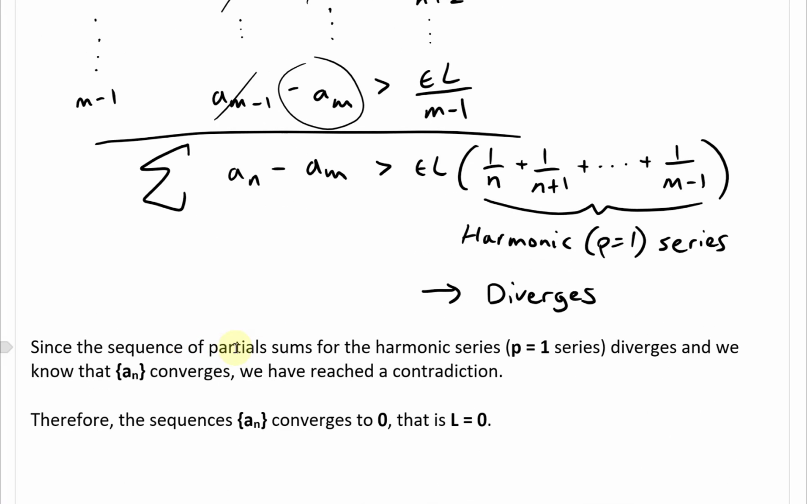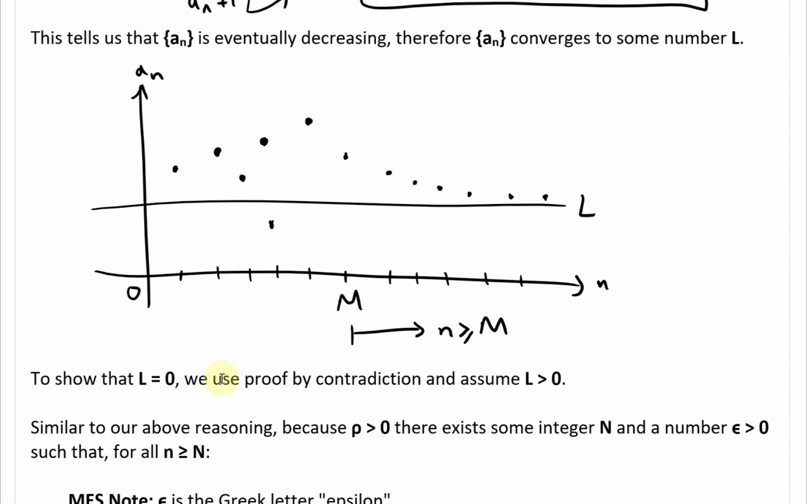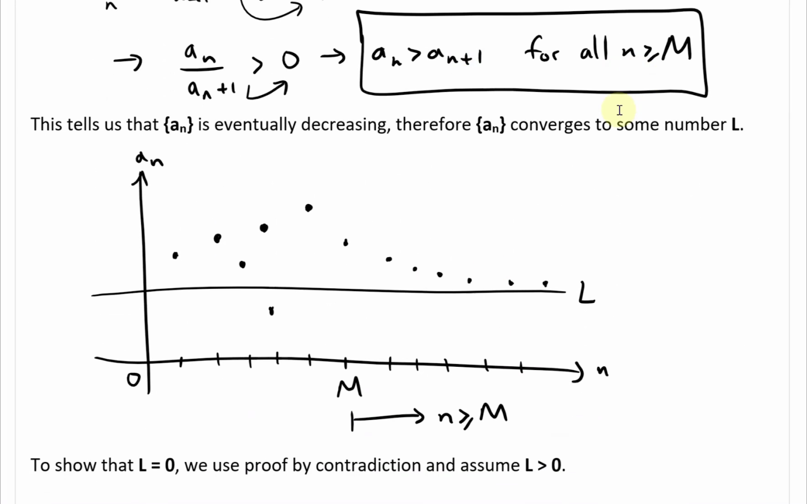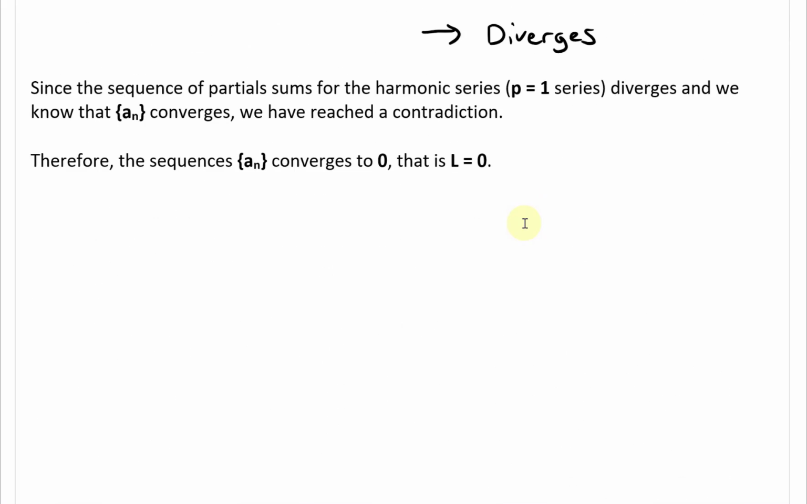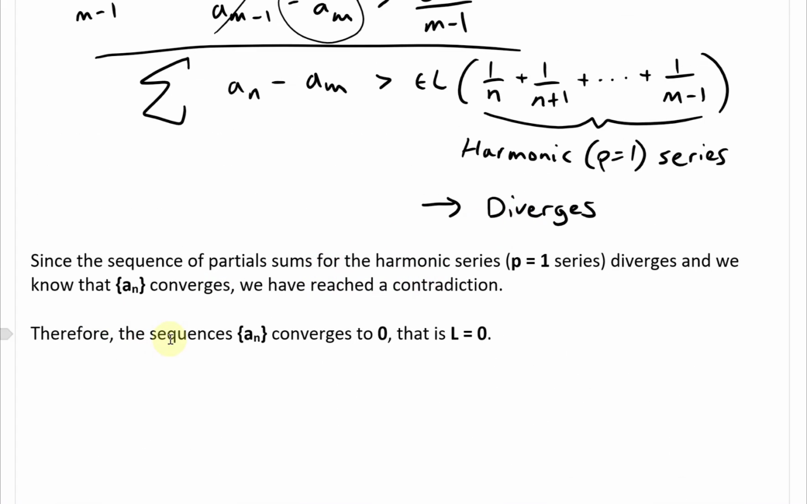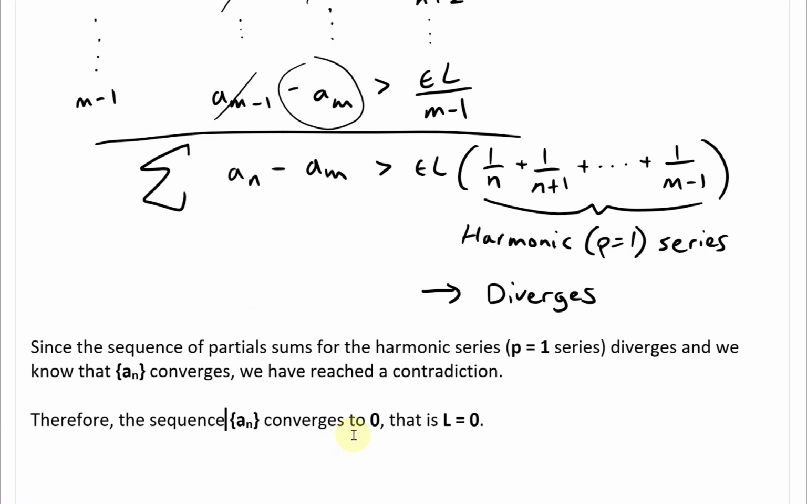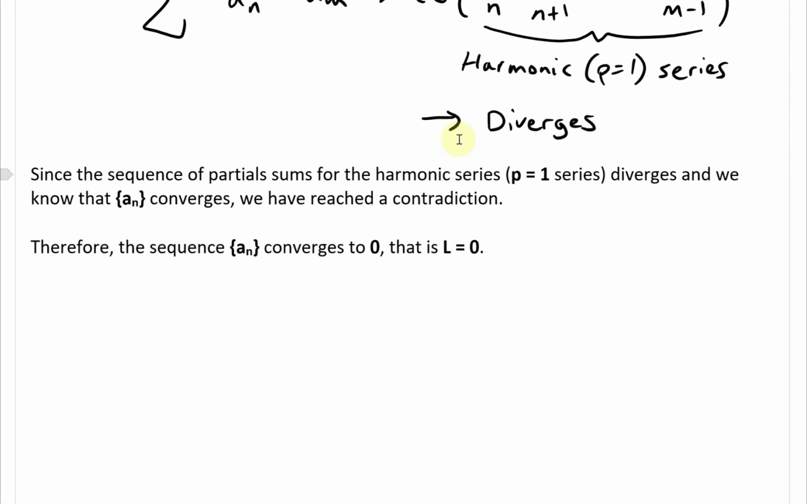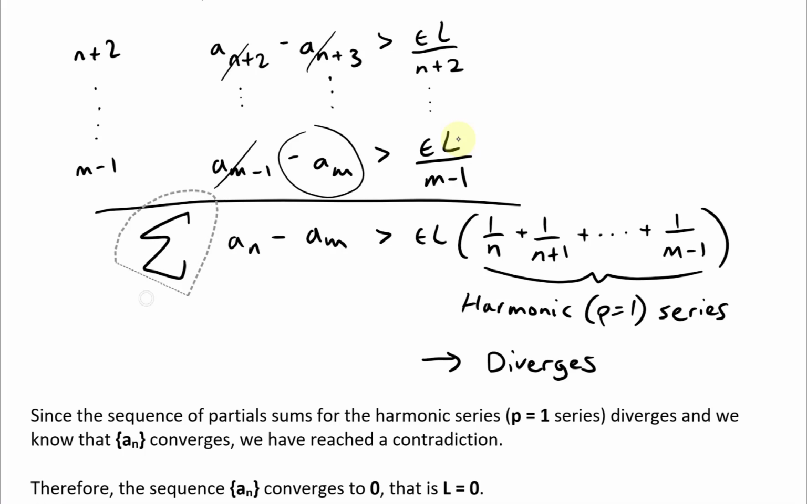Going further, since the sequence of partial sums for the harmonic series, the p equals 1 series, diverges, and we know that a_n converges to L, remember, we know that a_n is decreasing and converges to L, so it can't diverge. That's a contradiction, and so we have reached a contradiction. Therefore, the sequence a_n converges to 0. That is, L equals 0. And we could see that from here, because if this is divergent, the only way that's possible is if L is equal to 0. We'll just write this down right here, and I'll move this over here. It's just saying that we're summing up all these terms.